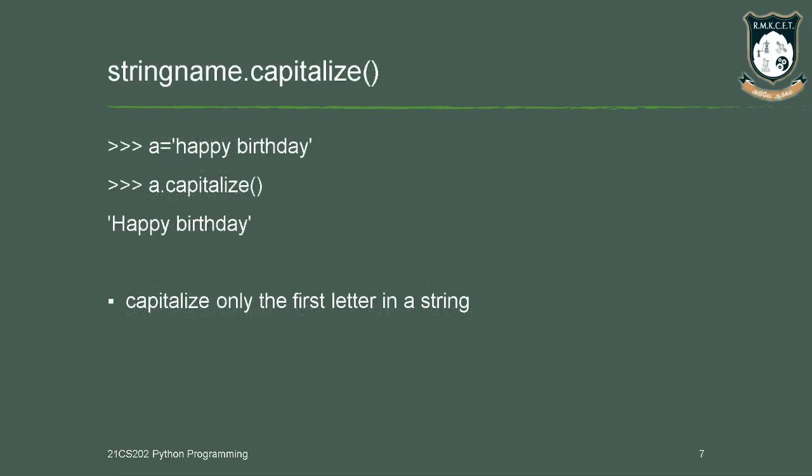The first one is capitalize. In this session, for all the string operations, we have taken the string to be happy birthday in lowercase letters. The capitalize method will capitalize the first letter in the string. Only the first letter will be changed into an uppercase letter. Here you can see all the letters are in lowercase. Once we pass the string name to capitalize, the first letter changes to a capital letter.